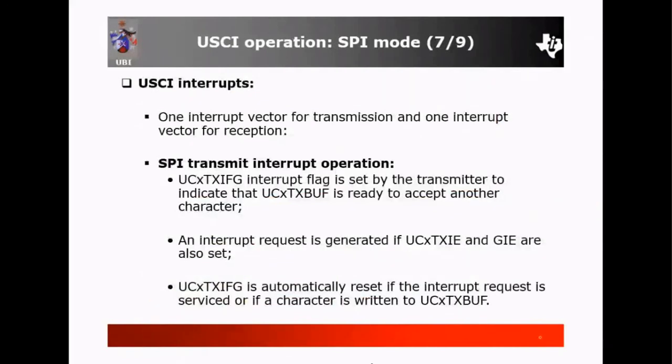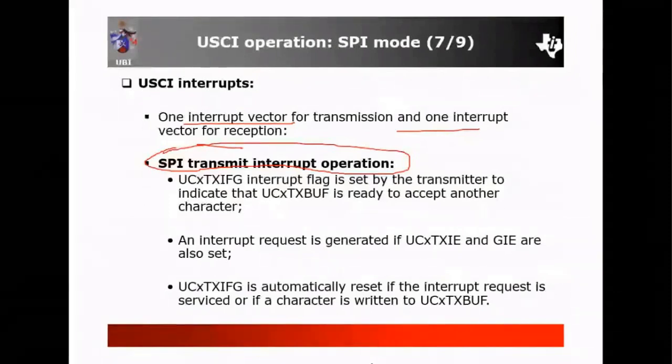Now come to the USCI interrupts. I already told you there are two types of interrupt vectors used in this: one interrupt vector for transmission and one for reception. First you can see the SPI transmit interrupt operation. How the transmitter can interrupt the operation and how the receiver can interrupt the operation with the help of interrupts, that is, when the transmitter will operate and when the receiver will operate.